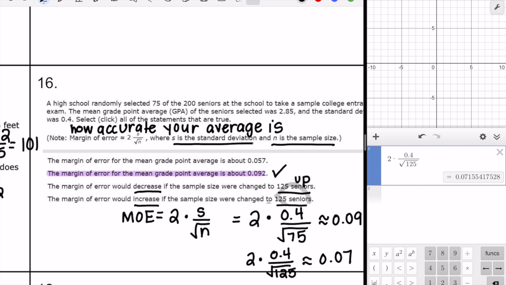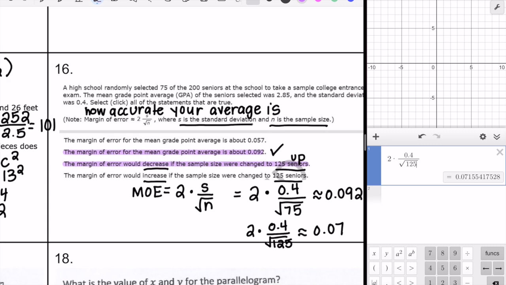So my margin of error, so the error that I could have, I'm more accurate with more people. So the margin of error did in fact decrease as I increase the sample size. So the margin of error, so how much you can get wrong, is going to go down as you sample more people.